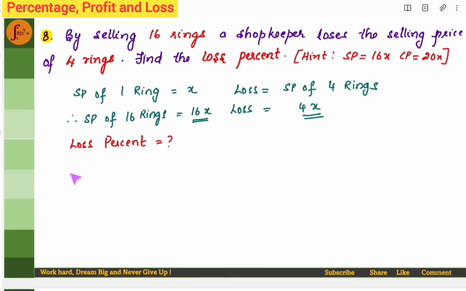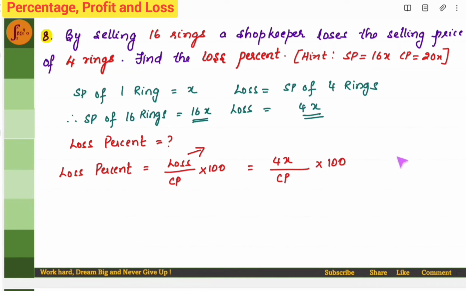What is loss percent formula? Loss percent is equal to loss by cost price into 100. Correct? We know the loss here, right? What is the loss? 4 times X, right? This is a loss. What is the cost price? We don't know what's the cost price, right? So now how do we find the cost price? We'll find cost price from loss formula because we know loss.